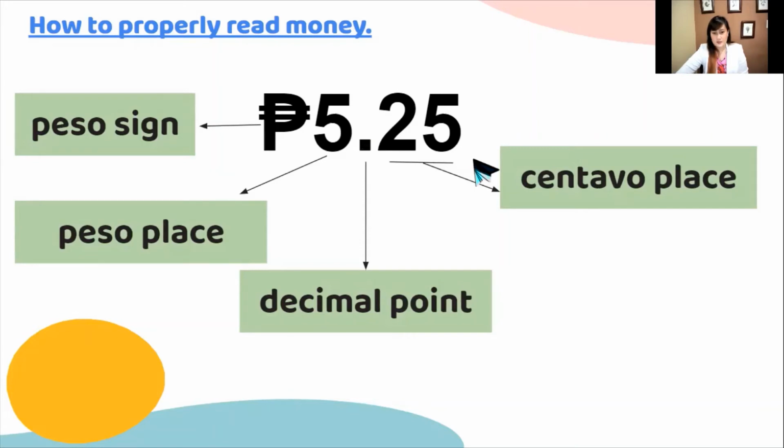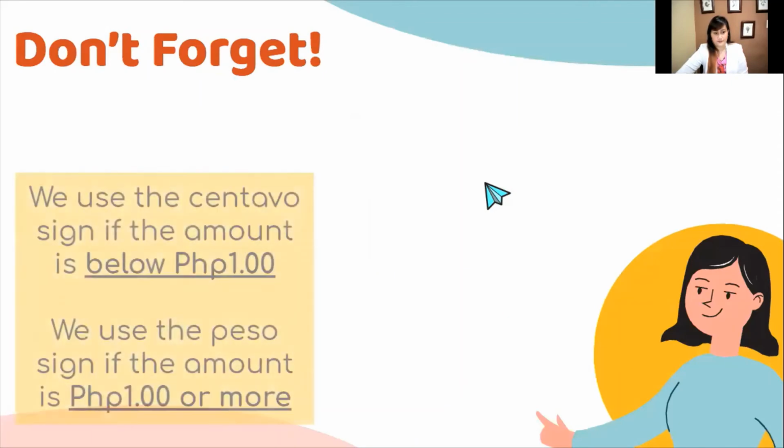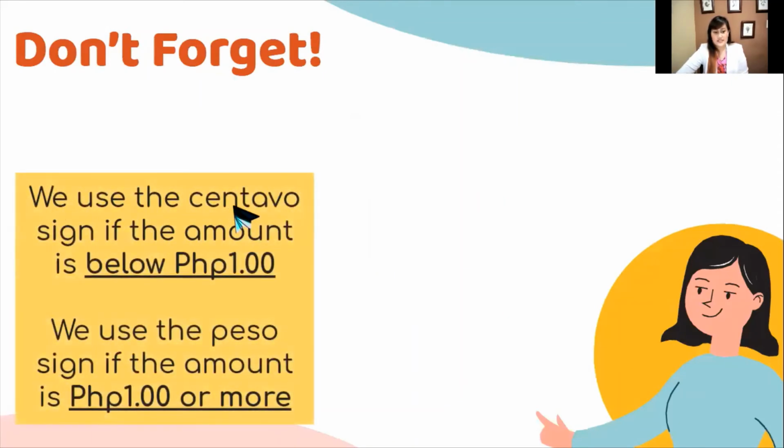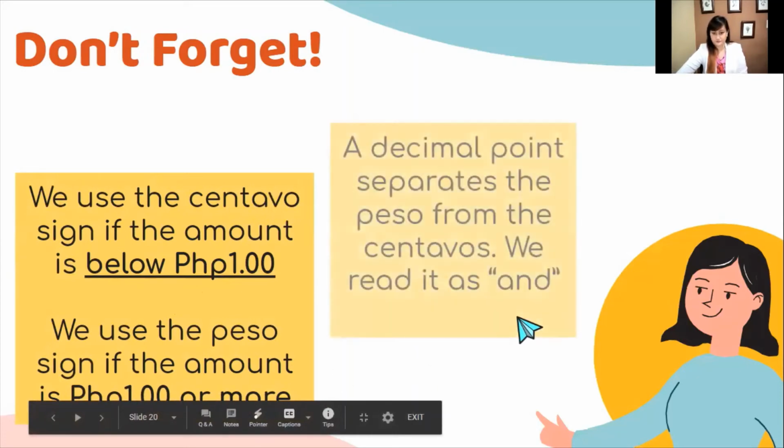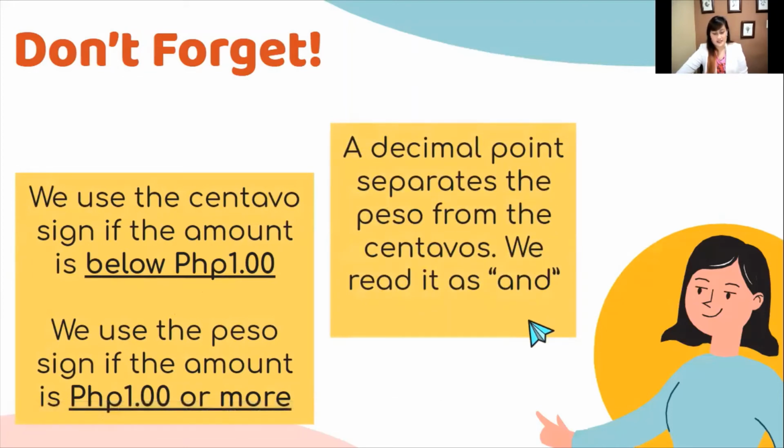So these are some things that we have to remember when we are reading money symbols like this. Let's not forget that we use the centavo sign if the amount is below 1 peso. And we use the peso sign if the amount is 1 peso or more. A decimal point separates the peso from the centavos. We read it as and. And over here, again, we have the 5 pesos and 25 centavos. The decimal point over here, we read it as and.